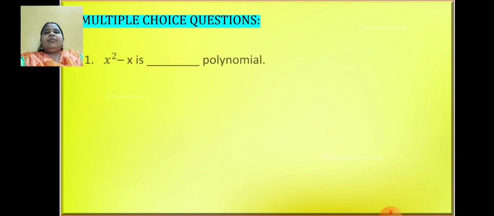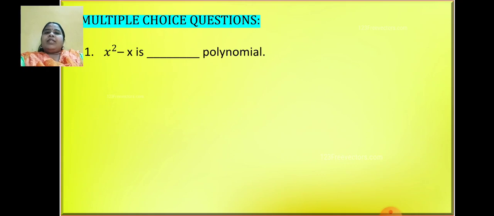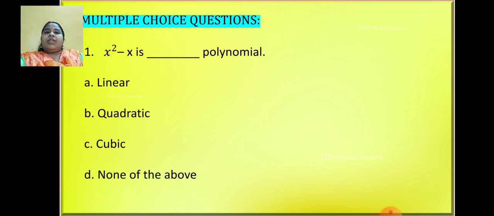Let's see the first one. X square minus x is a dash polynomial. Now I first only told you based on the definitions I can ask you this. Now let's see what are the options given. Linear, quadratic, cubic, none of these.